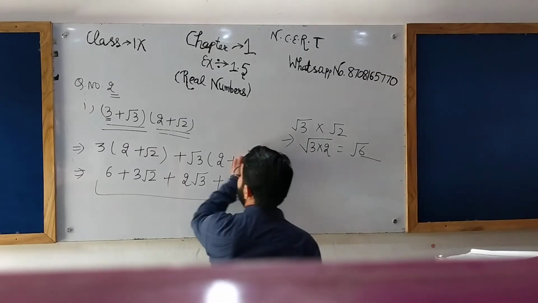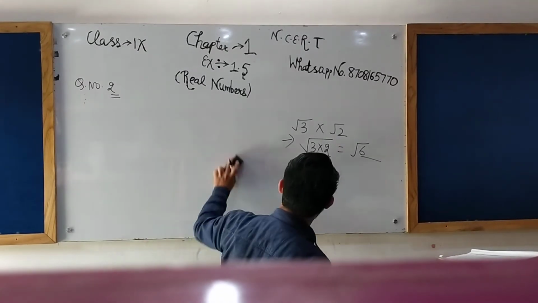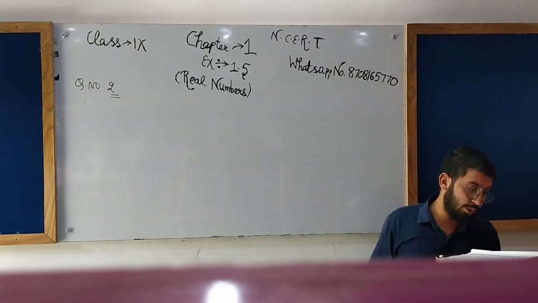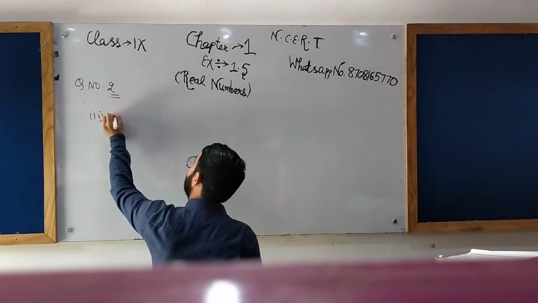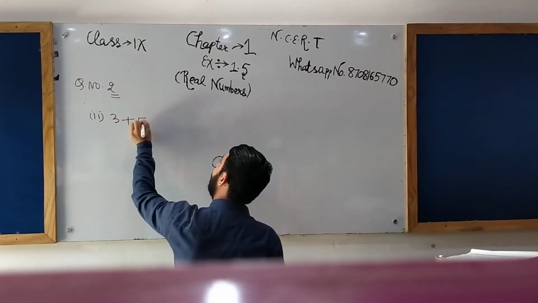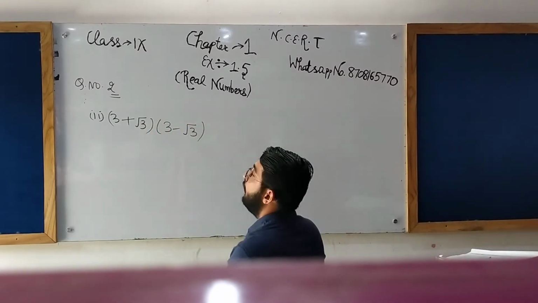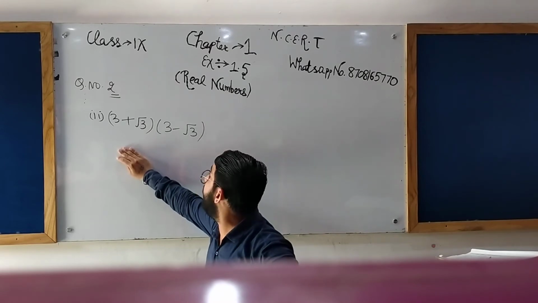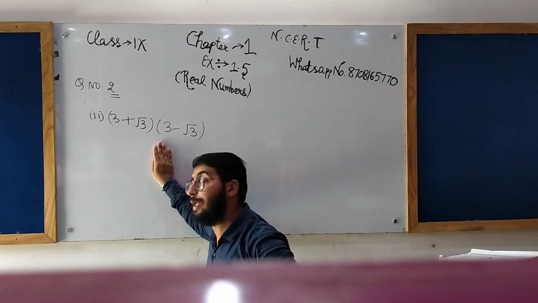Now we are proceeding to question number 2, second part: (3 plus root 3)(3 minus root 3). Listen carefully. Again, there are two factors, 3 plus root 3 and 3 minus root 3, because they are in multiplication.